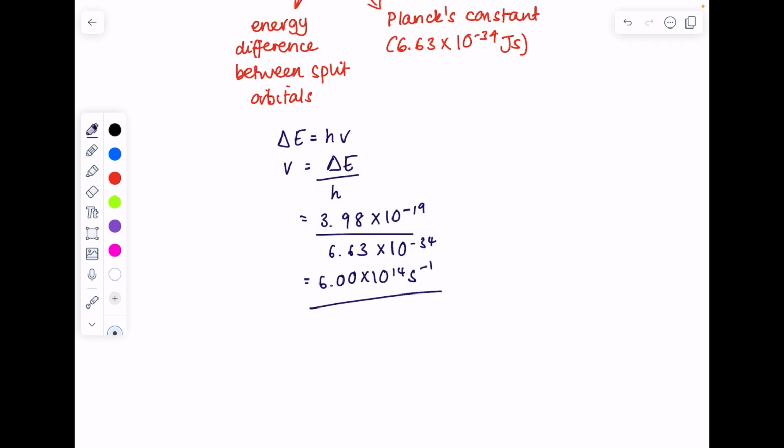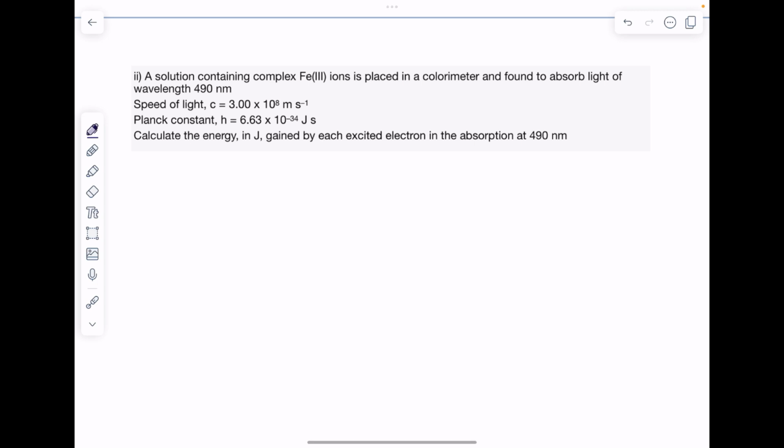There's the final answer. A solution containing complex Fe3+ ions is placed in a colorimeter and found to absorb light of wavelength 490 nanometers. Here's your speed of light. Here's Planck's constant. Calculate the energy in joules gained by each excited electron in the absorption at 490 nanometers.